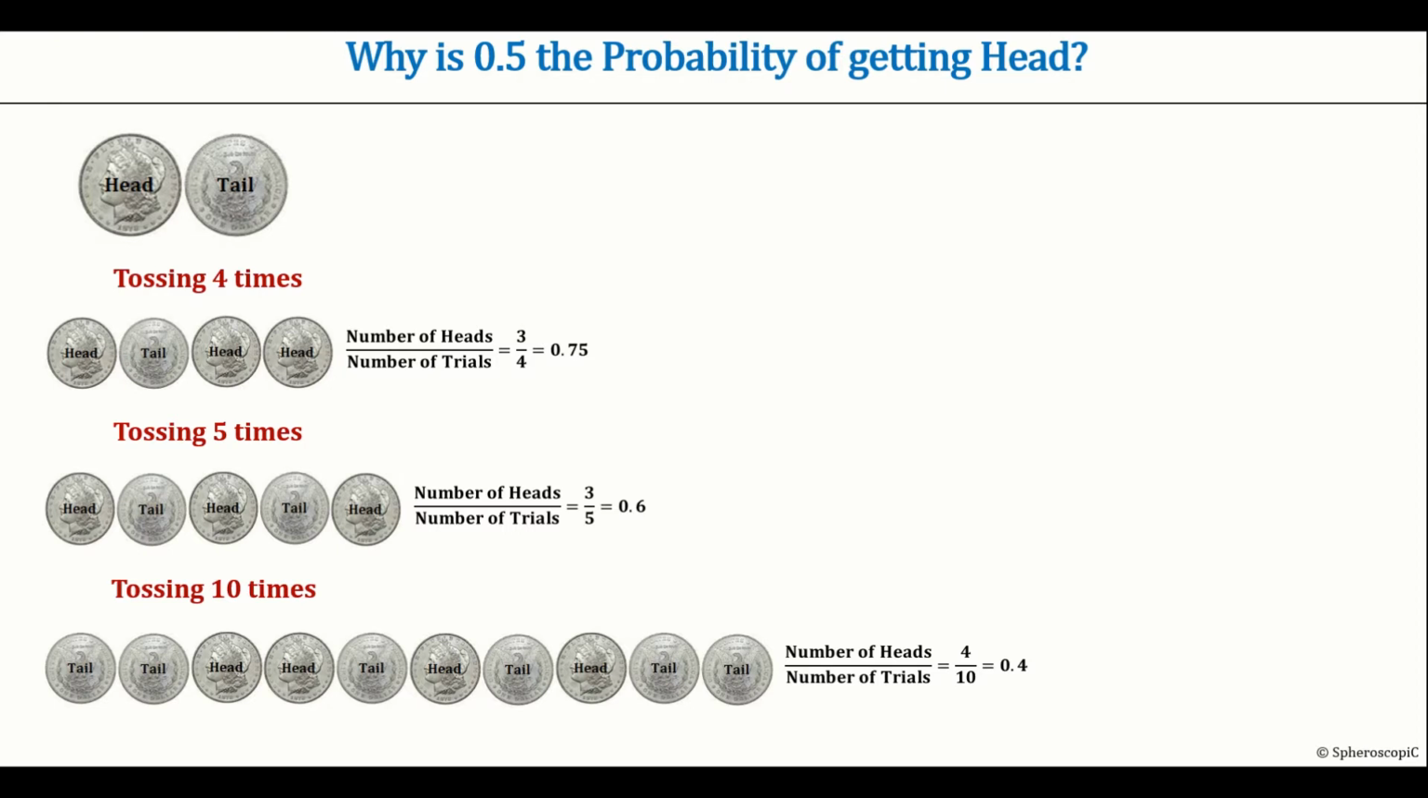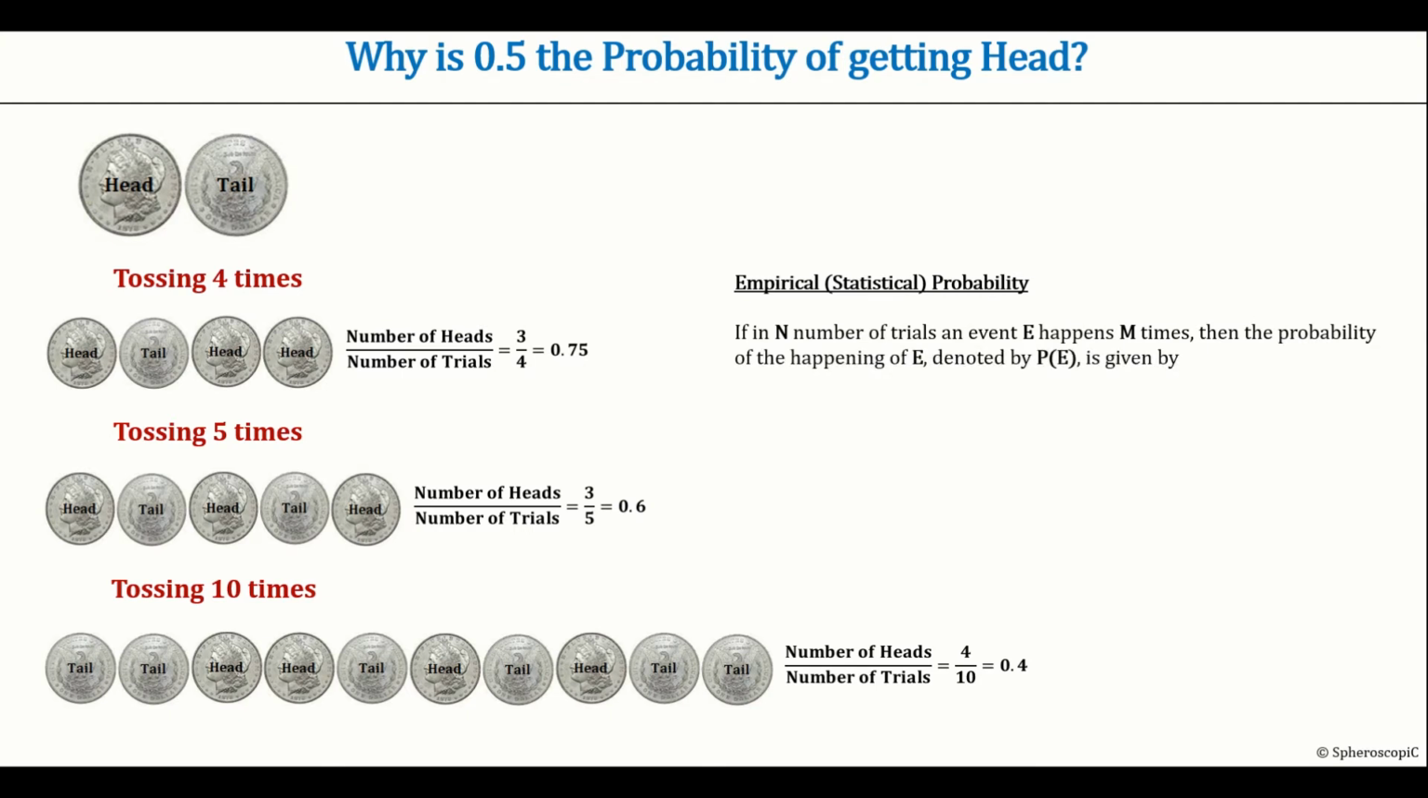The reason lies in the empirical or statistical definition of probability. In the concept of empirical probability, when we do any random experiment like tossing a coin or throwing a die, if in n number of trials an event E happens m times, then the probability of the happening of the event E is given by the ratio m by n only when n is a large number, or we can say when n tends to infinity.